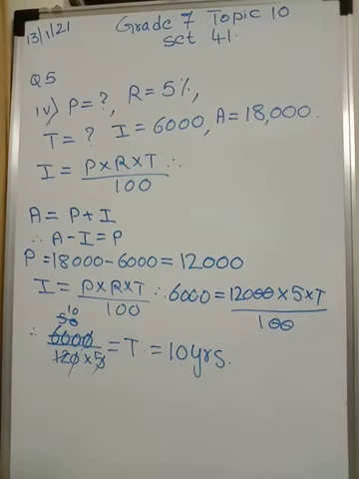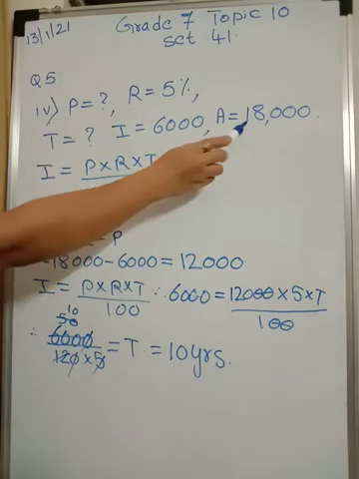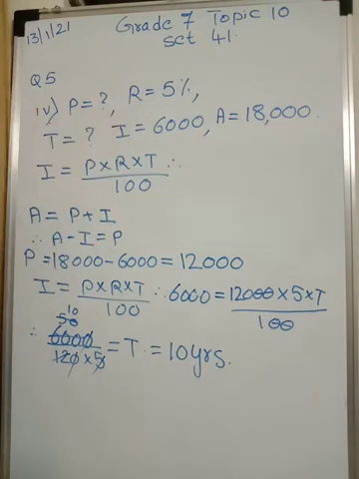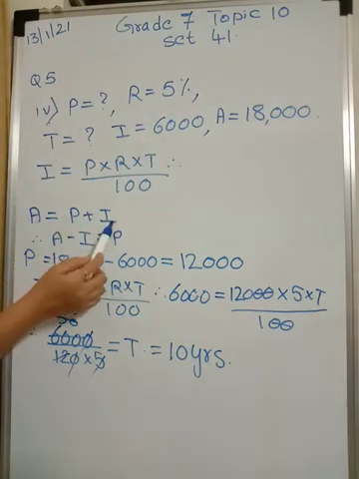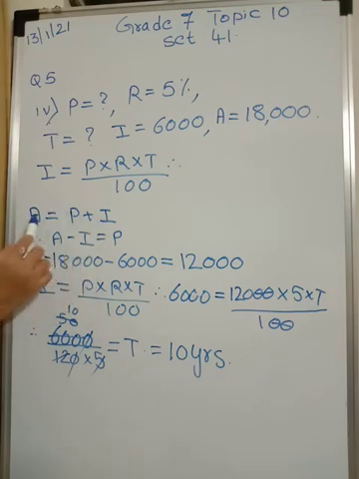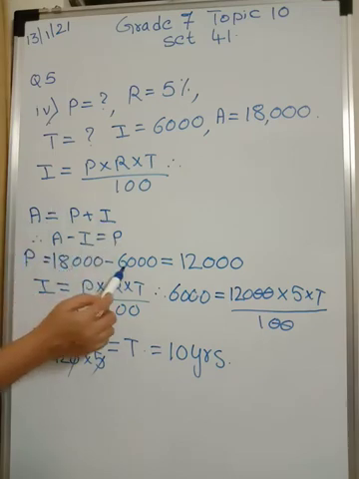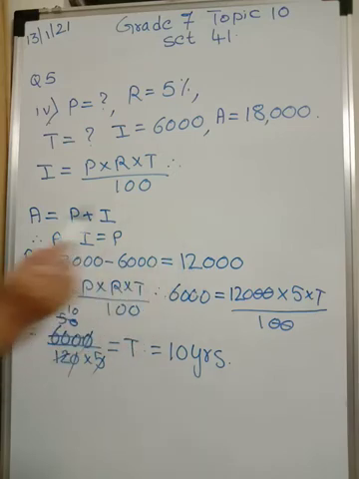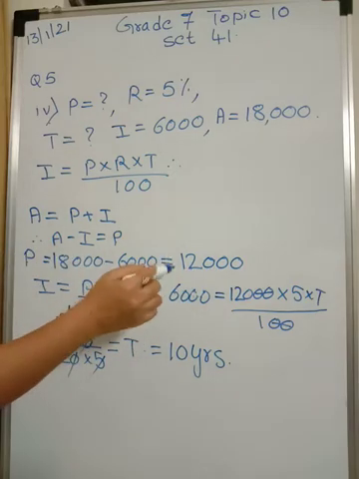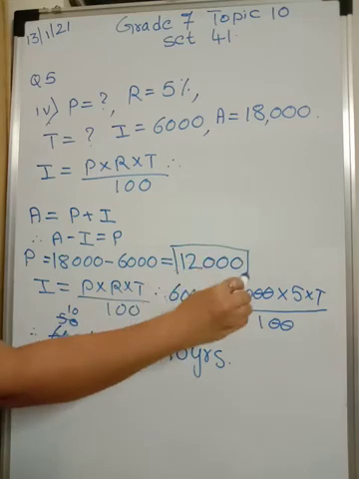Now let's go for the fourth question. Principal is not given and time is also not given. But we have amount, interest and rate. Now using first, amount is equal to principal plus interest. If you subtract interest from amount, you will get principal. So principal will be 18,000 minus 6,000, which is equal to 12,000. So first you calculate principal. So this is your first answer.